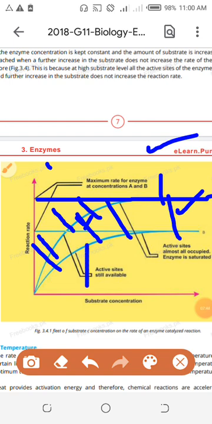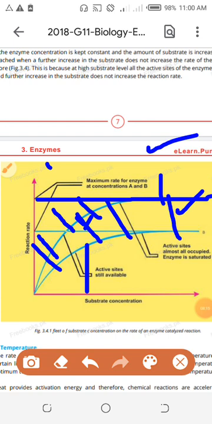Here substrate concentration increases, reaction rate increases. The concept is very simple, because substrate will react with the active site to form the ES complex. ES means enzyme substrate complex. The ES complex will be formed and will change into the product, and that is very easy. The more substrate you give to the body, the more substrates will attach with the active site.